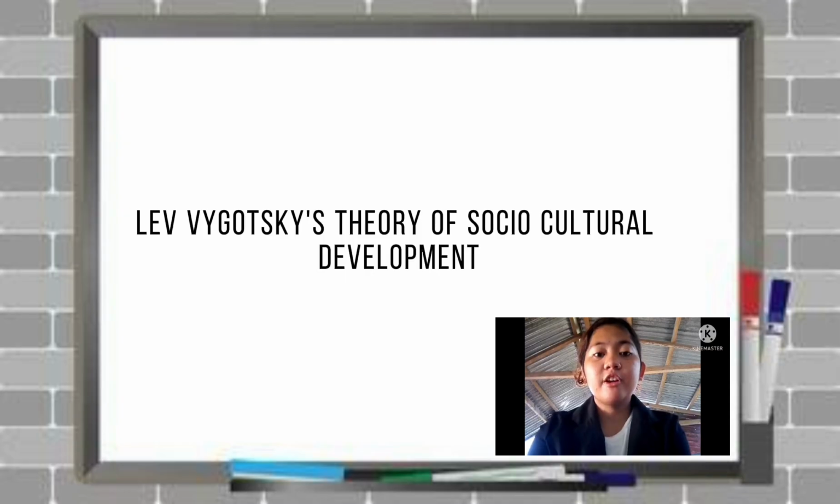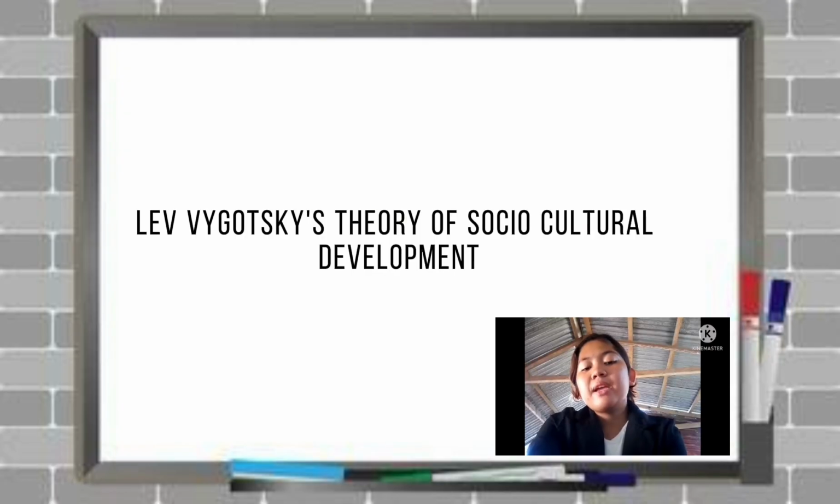Vygotsky believed that we learn best when we interact with others, such as teachers, parents, or peers, because they help us gain new skills and knowledge. We have five main ideas of the theory.